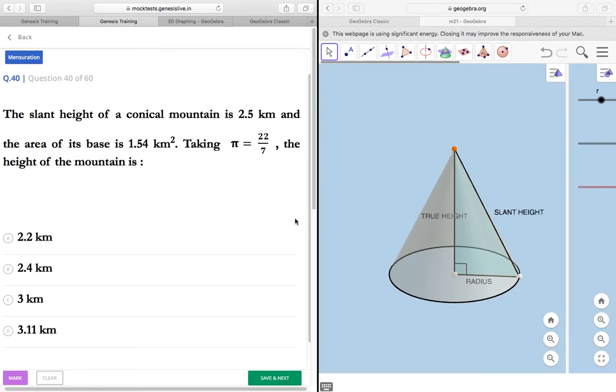The slant height of a conical mountain is 2.5 kilometers. This is 2.5 kilometers. The area of the base is given. The area of the base is 1.54 kilometers square. The height of the mountain, this is what we are supposed to find. Fine. With the area given, we can find the radius of the base, and with that and slant height, we can find the height. So now area is given as how much?